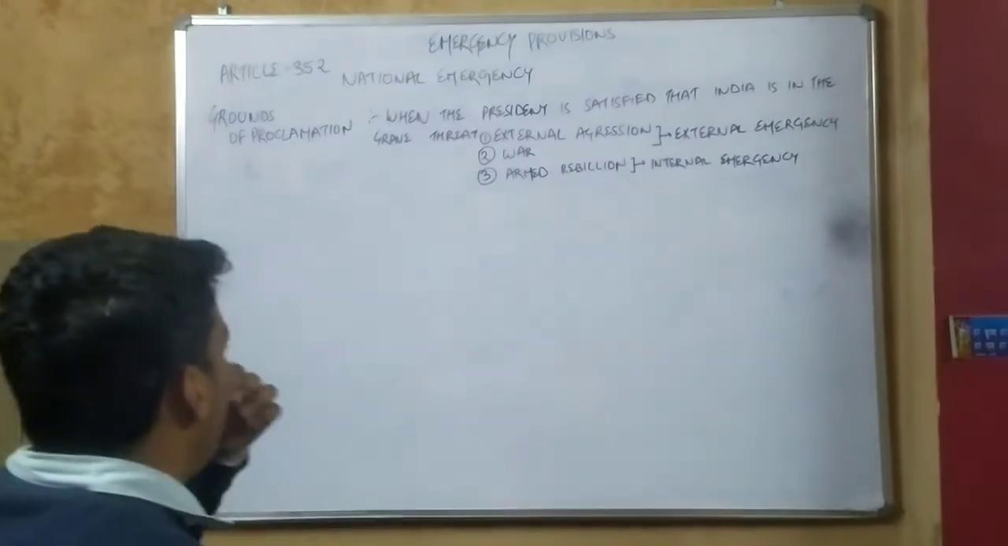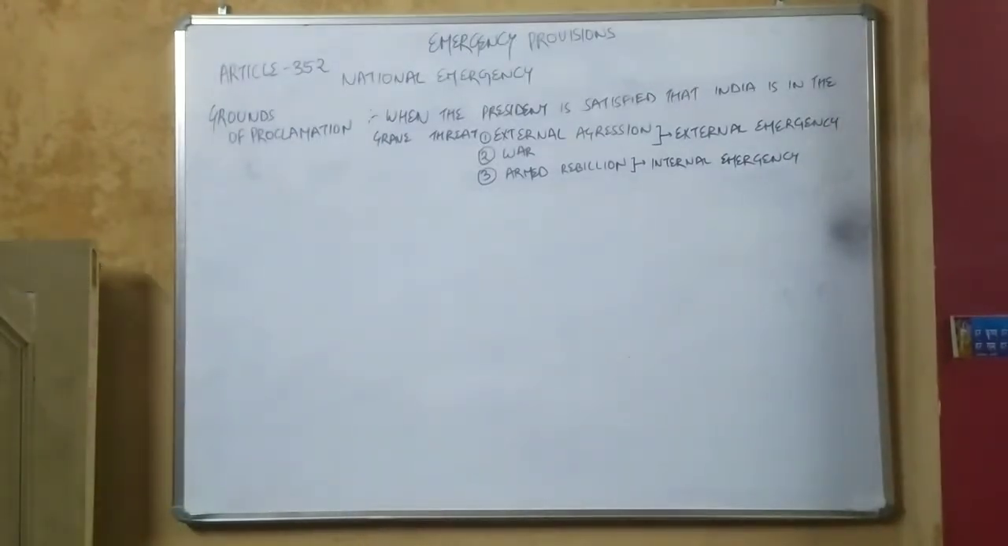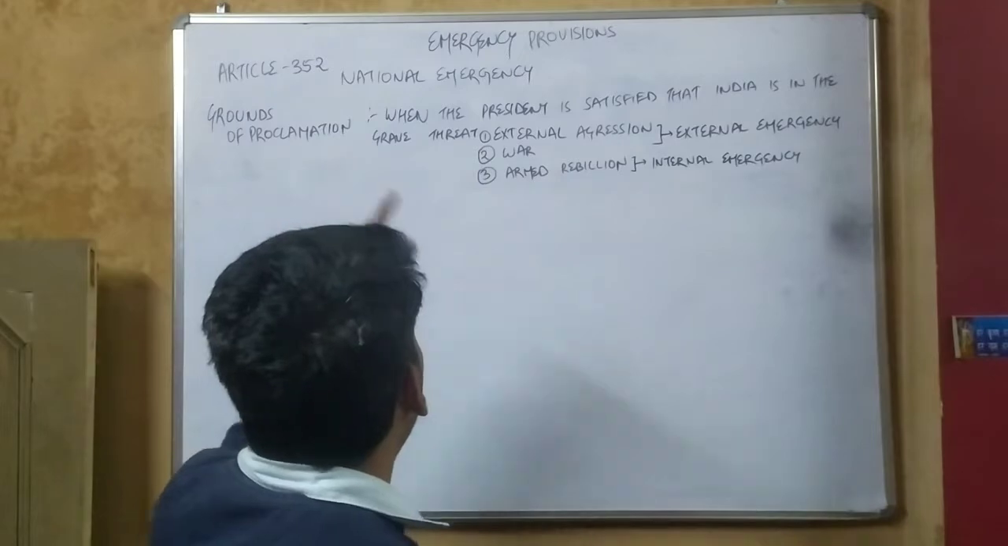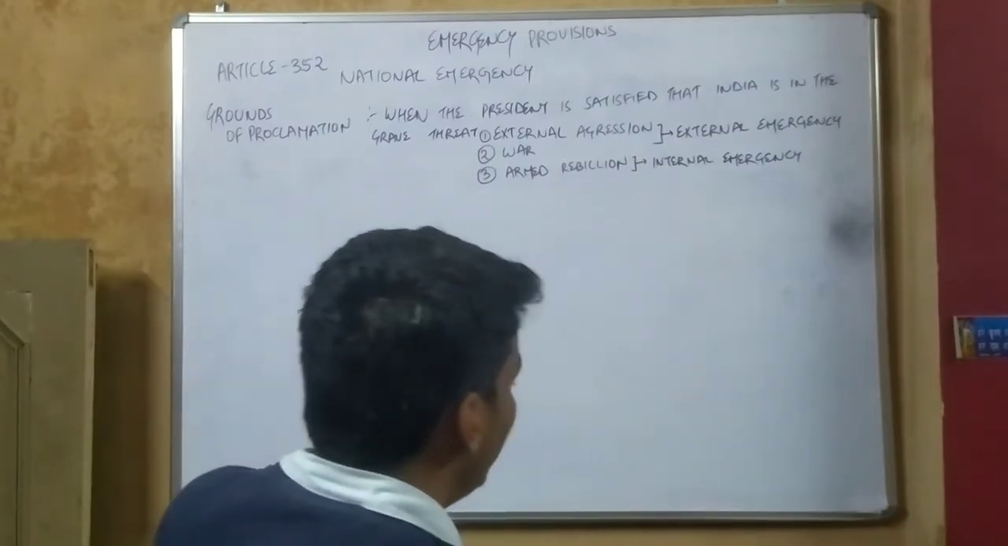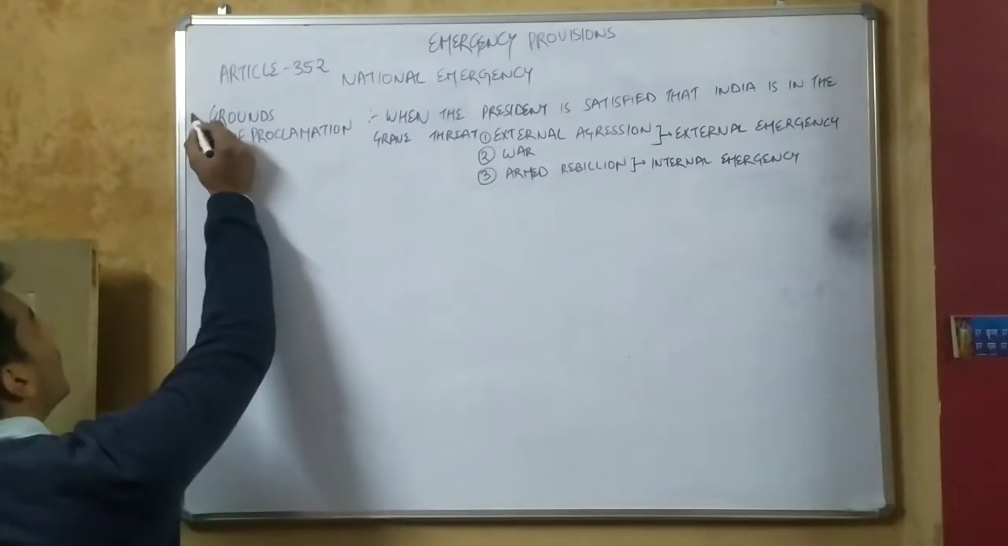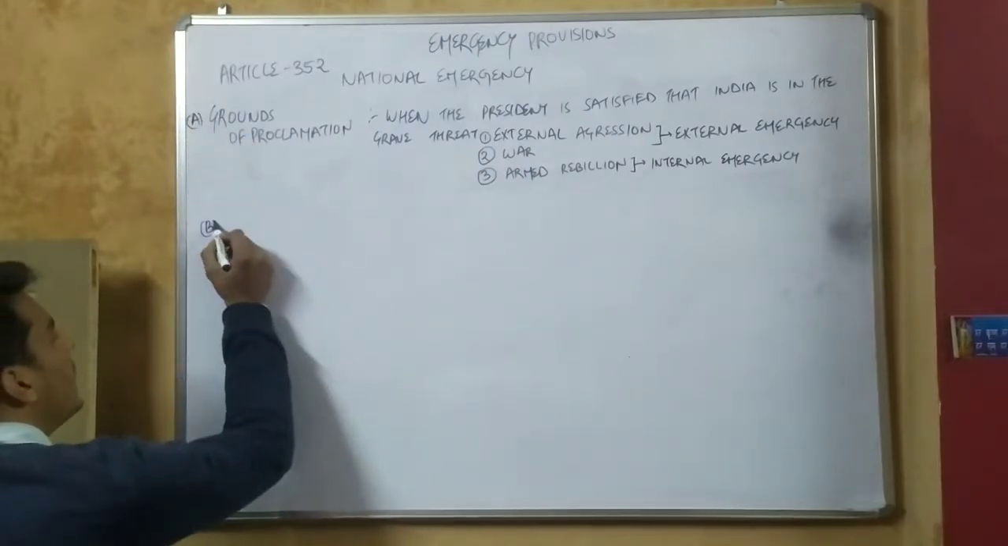Right. Now what we have to focus on is that the president's satisfaction is dependent on approval, right? How is the president satisfied? The president cannot impose the Article 352 emergency suo moto. Suo moto means of his own, right? There should be an approval for it, right? So now we will be talking about approval.